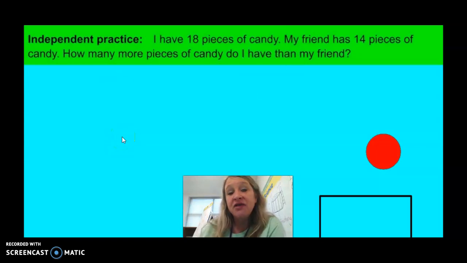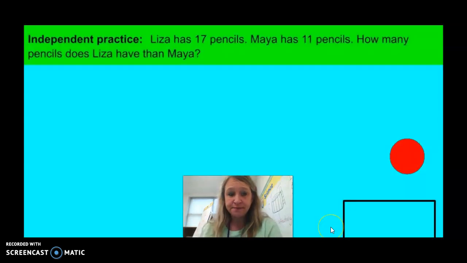So you need to find the ones that I have that my friend doesn't have, and write your answer in your answer box. Liza has 17 pencils. Maya has 11 pencils. How many more pencils does Liza have than Maya? Again, you're going to draw Liza's pencils, Maya's pencils, and find out how many Liza has that Maya doesn't have.